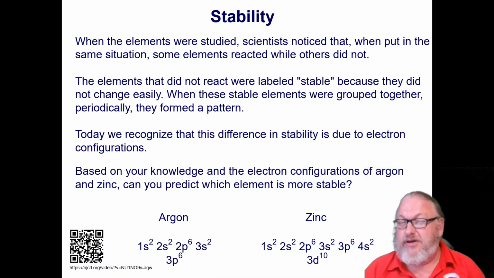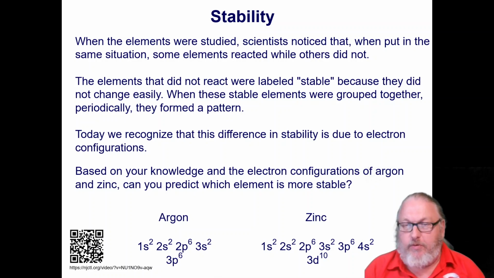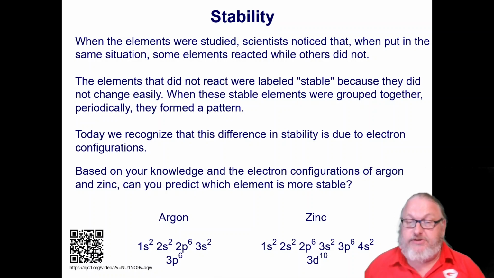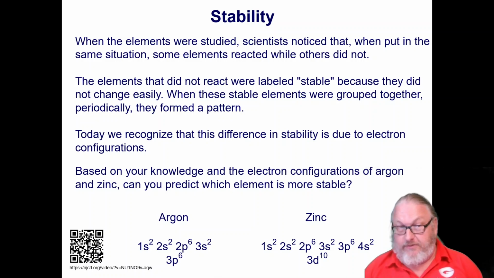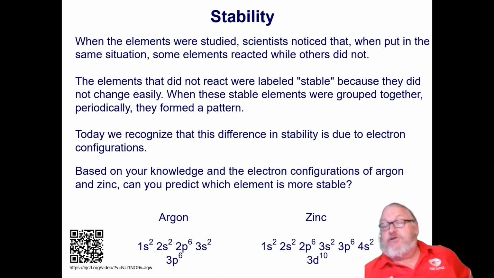So, look at these two elements, and knowing what you know now, which of these two elements is going to be more stable? Argon, 1s2, 2s2, 2p6, 3s2, 3p6, totally filled third energy level, or zinc, 1s2, 2s2, 2p6, 3s2, 3p6, 4s2, 3d10. Think about it. Pause, discuss it.